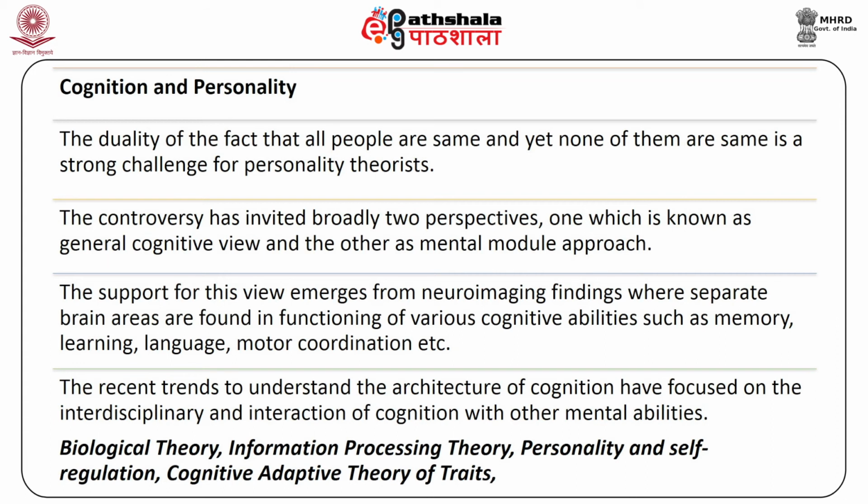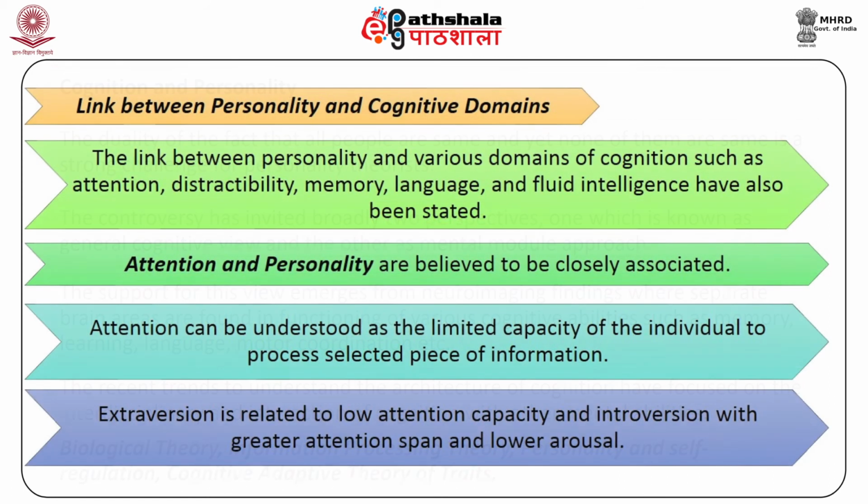Various theories have been proposed which aim to explain the link between cognition and personality from varied angles. First, biological theory. Second, information processing theory. Third, personality and self-regulation theory. Fourth, cognitive and adaptive theory of traits. Link between personality and cognitive domains.